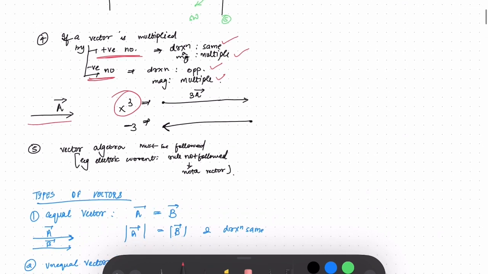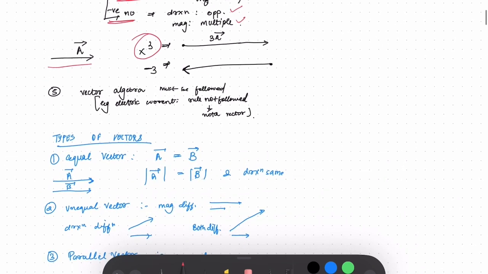The fifth property is that vector algebra must be followed. For example, electric current does not follow these rules, so it is not a vector. If the conclusions coming through experiments give a perfect answer with normal mathematical algebra and do not follow vector algebra, then it is not a vector. For example, electric current, you will be surprised to know, though it has a sign plus and minus, is a scalar quantity and not a vector quantity.